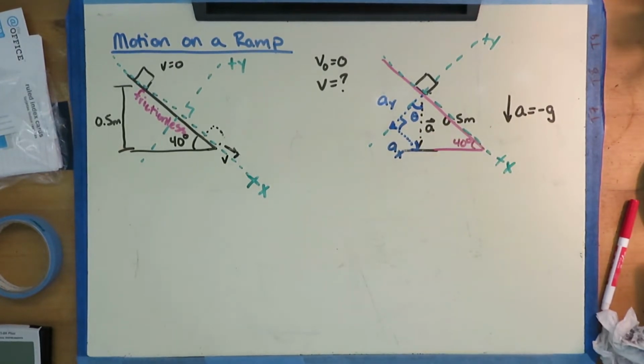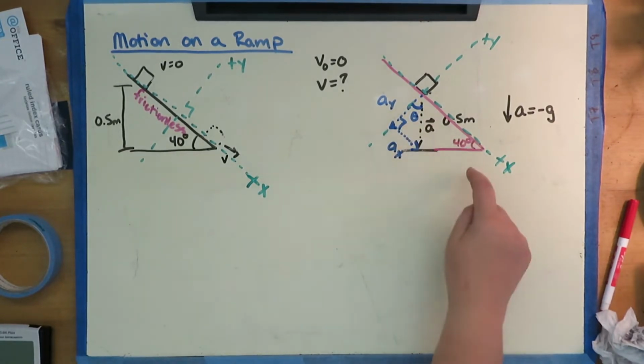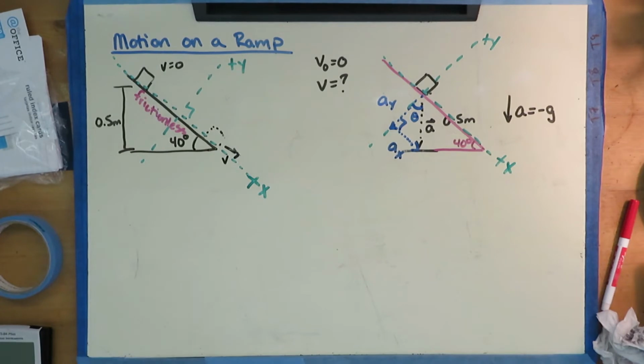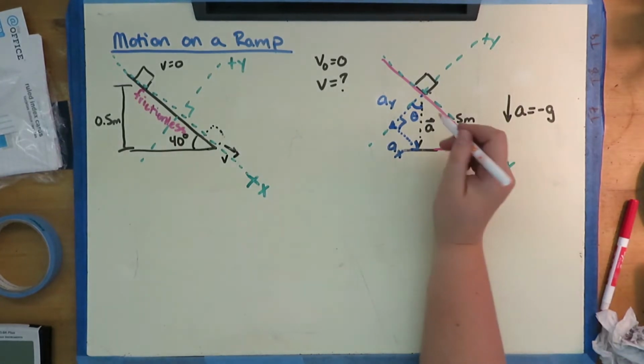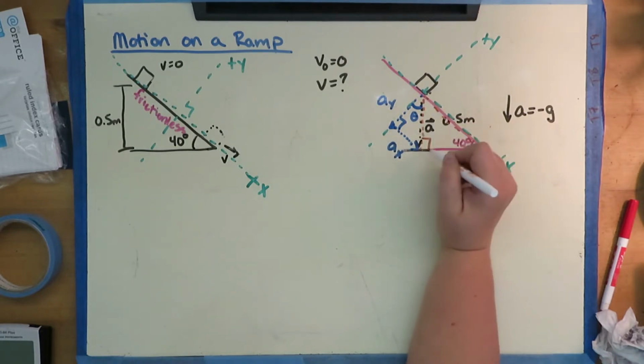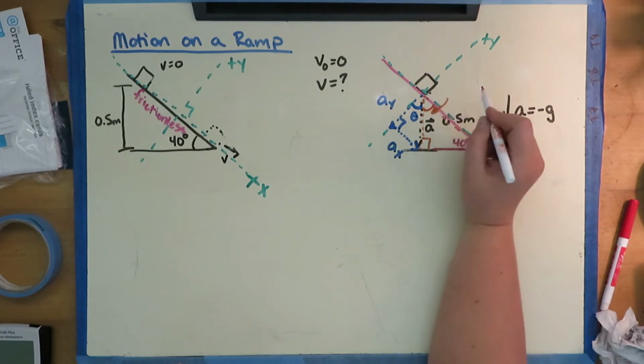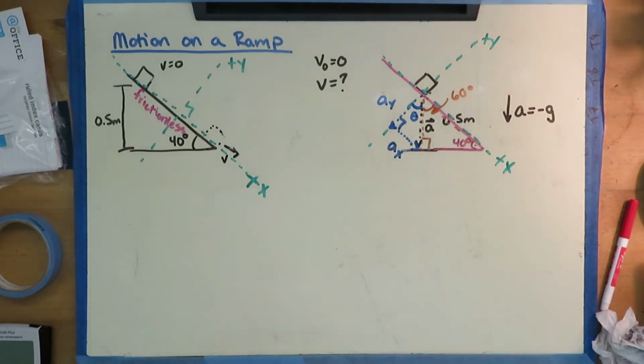Well, what's really awesome about this angle theta is it's actually 40 degrees. That angle theta is that same angle right there. And we can prove it using a little bit of geometry. So I have a 90-degree angle here between this A vector. If I were to make this box right here, then this angle right here would be 90 minus 40, because that's a right triangle. So this angle has to be 60 degrees.